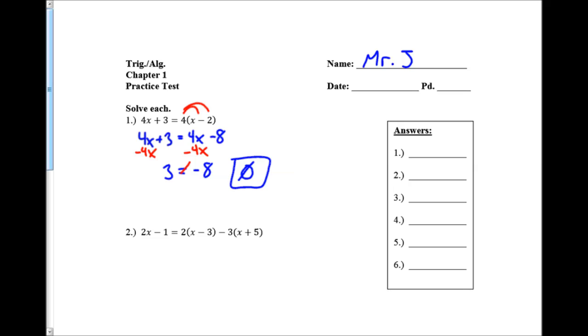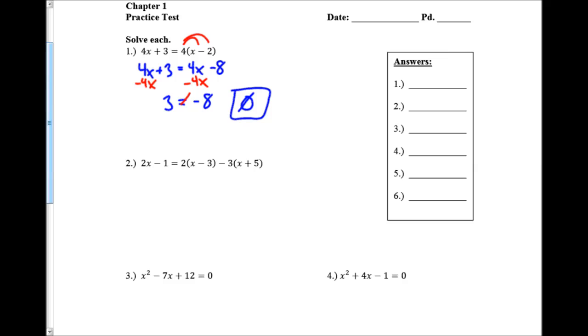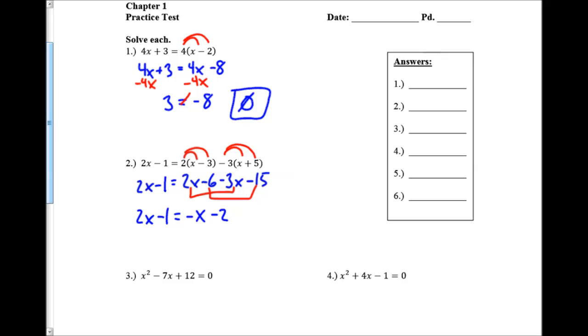Okay? If we look at number 2, I want to do the same thing. I want to simplify and then solve. I simplify by doing my distributive property. So over here I can distribute. So I've got 2x minus 1 equals a 2x minus 6. When I distribute the negative 3, that gives me a negative 3x minus 15. And now on the same side where I distributed, I can combine some like terms. So that's going to give me a 2x minus 1 equals a negative x and a minus 21.